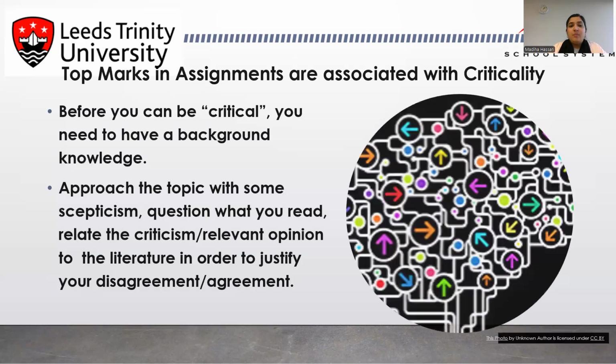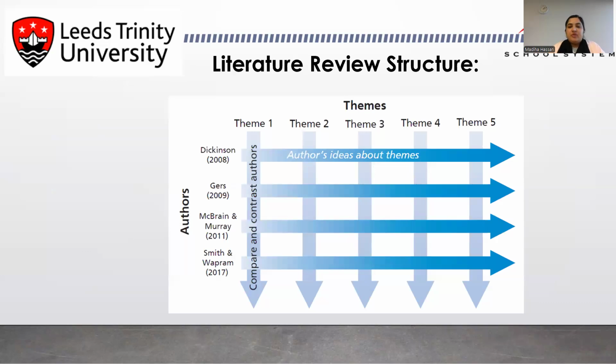Moving on, top marks in assignments are associated with criticality. So you need to be critical. Look at the positive, but do not forget to look at what other research is saying. If that research is not giving you the results of your choice, what are others saying? Is there anything which is contradicting the research or not? You need to see that as well. You need to be more skeptical about it. You need to see more relevant literature in order to justify your disagreement if you are disagreeing with any statement.